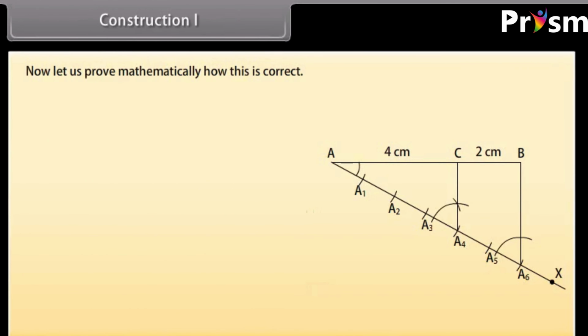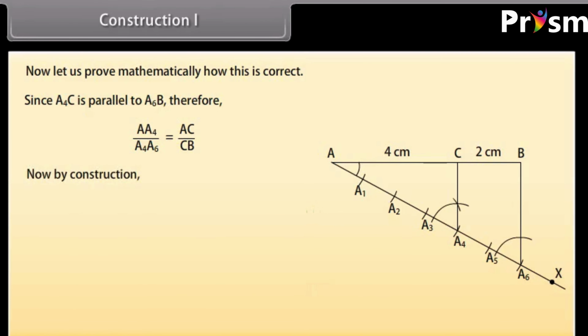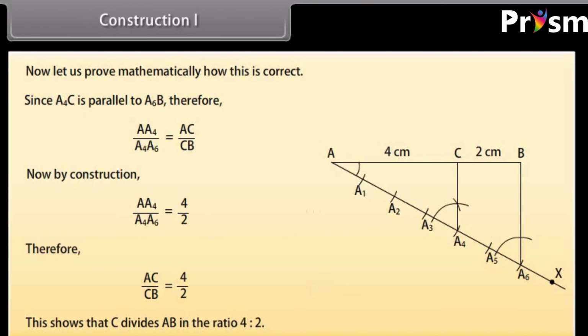Now let us prove mathematically how this is correct. Since A4C is parallel to A6B, therefore by the basic proportionality theorem, AA4/A4A6 = AC/CB. Now by construction, AA4/A4A6 = 4/2. Therefore, AC/CB is equal to 4/2. This shows that C divides AB in the ratio 4:2.